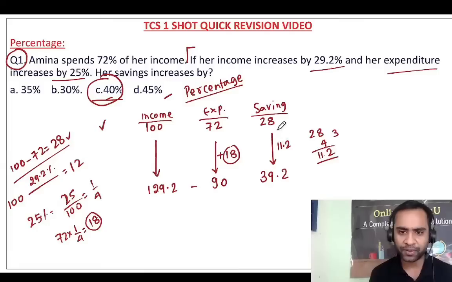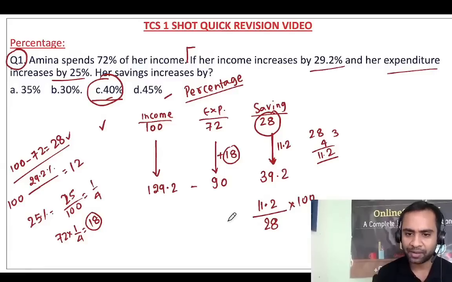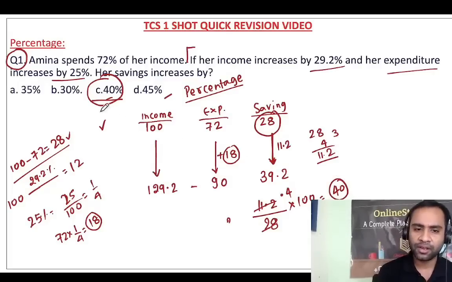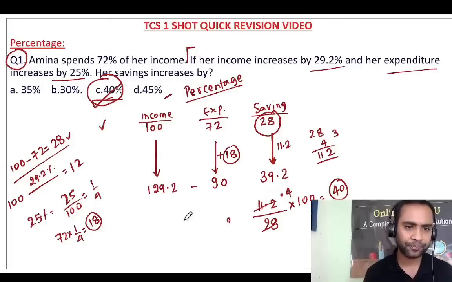Those who are not able to understand: savings has increased by how many rupees? 11.2. From where is it increased? It is from 28. To calculate percentage, multiply by 100. This will go by 0.4 times. So 0.4 times means this will become 40%. So 40% will be the correct answer. Is it clear for everyone?